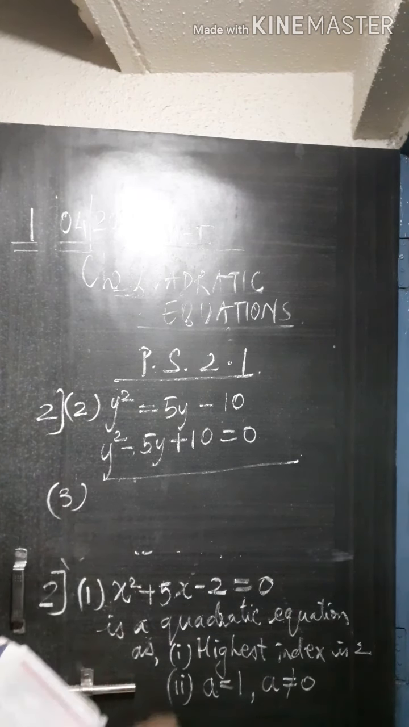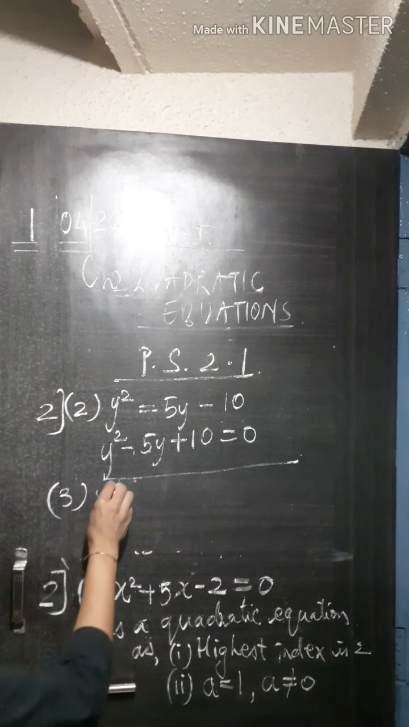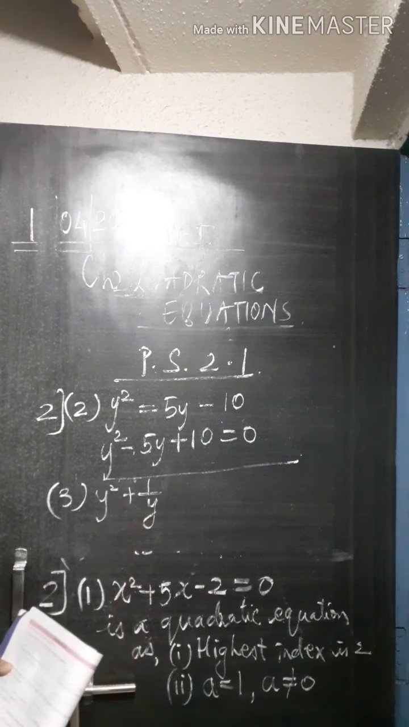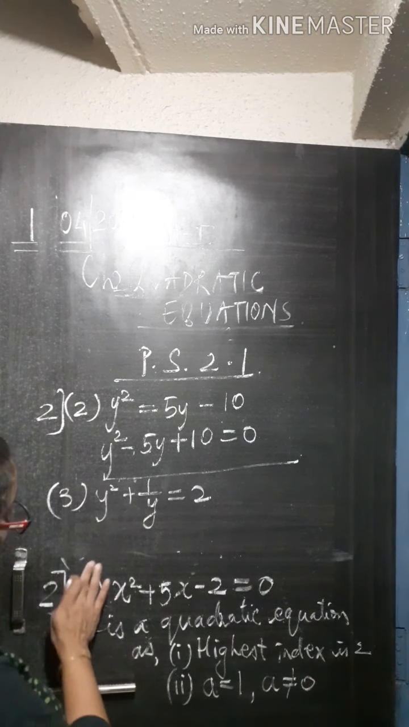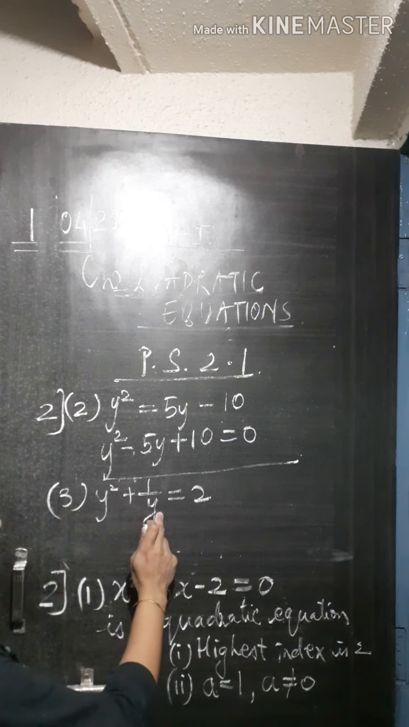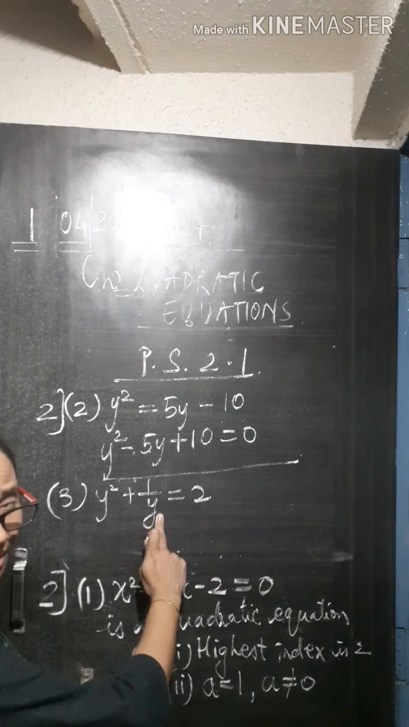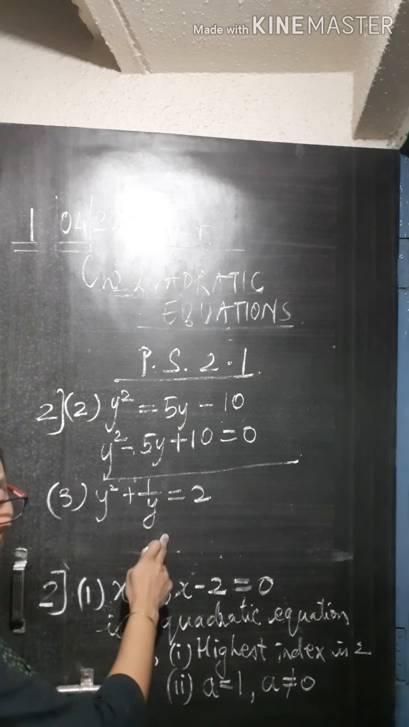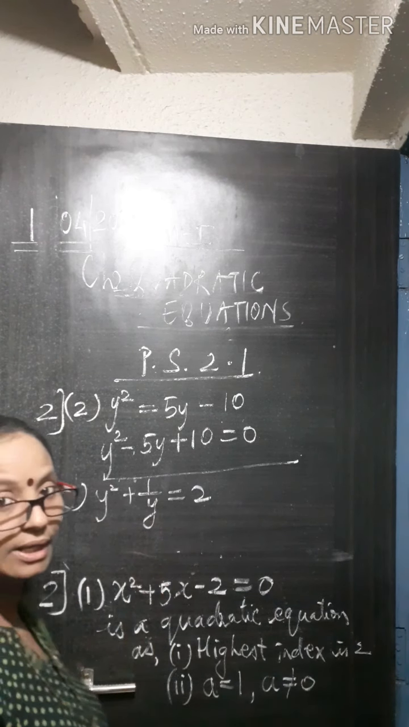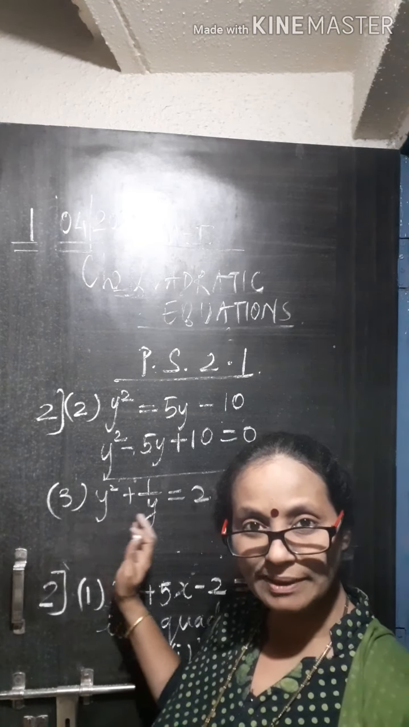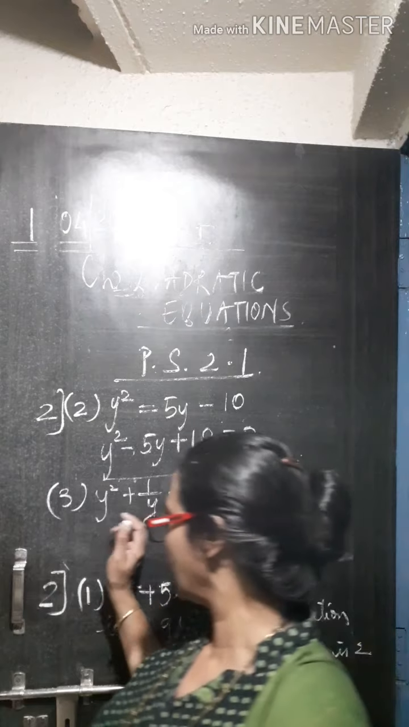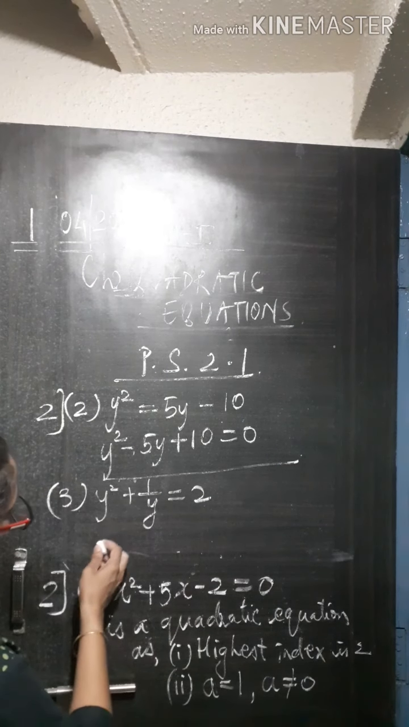And the third question will be y square plus 1 upon y is equal to 2. Now here you cannot see it in the standard form. What is the second term? 1 upon y. That means the variable y is in the denominator. Whenever the variable is in the denominator, we cancel it by multiplying by that variable on both the sides. If I multiply by y on both the sides, what am I going to get?